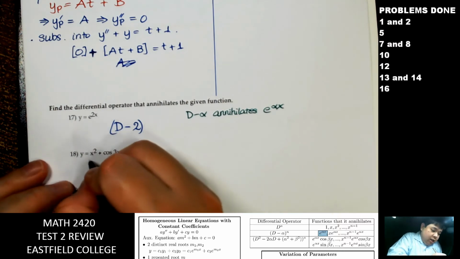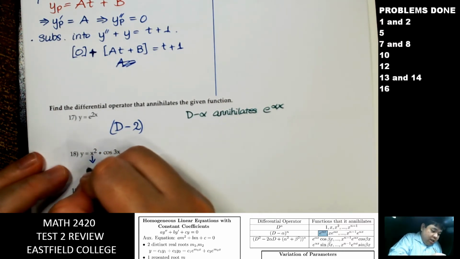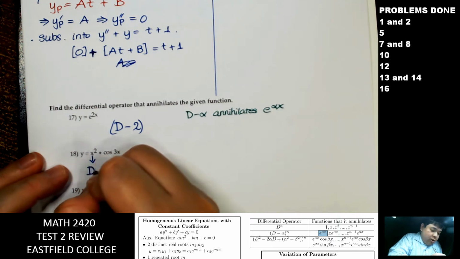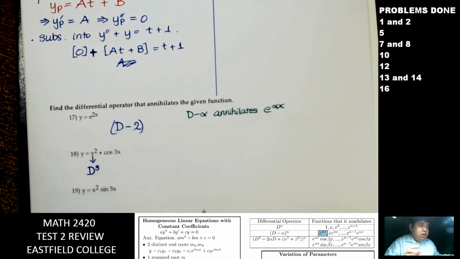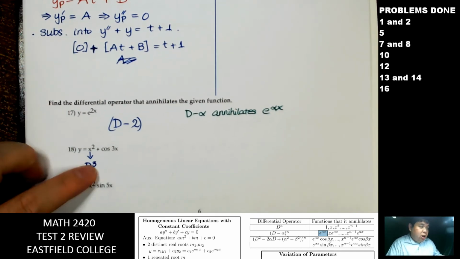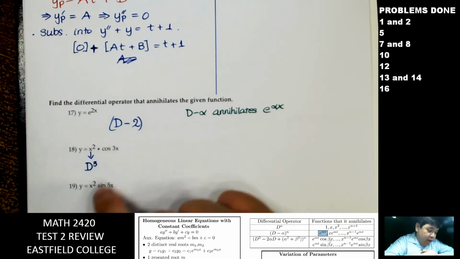Next, the x squared here, the annihilator for that is d cubed, because the third power will annihilate the second power. Third order derivative will annihilate second power. That's simple. Now the cosine 3x.